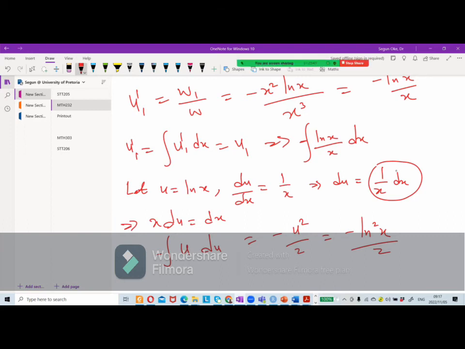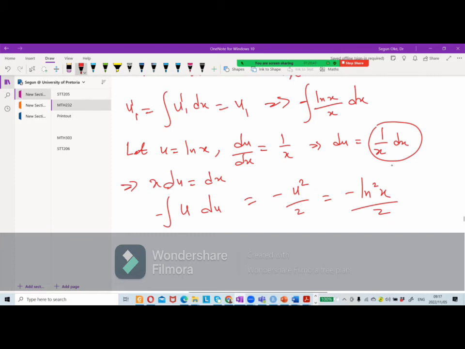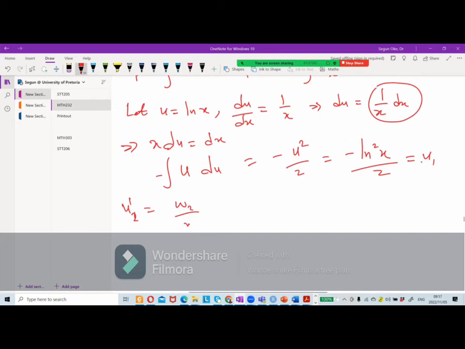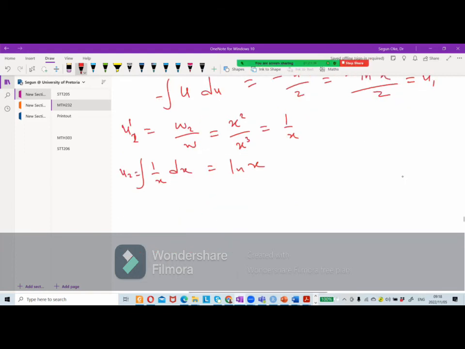So in this case now, that is our u1. Then for u2, u prime 2 rather, will be what? w2 over w equals to what? What is w2? x squared. You have x squared over x cubed, which is 1 over x. So I can say the integral of u2 will be equal to the integral of 1 over x dx, which is what? Ln x. So we'll go to our general equation and substitute it there.